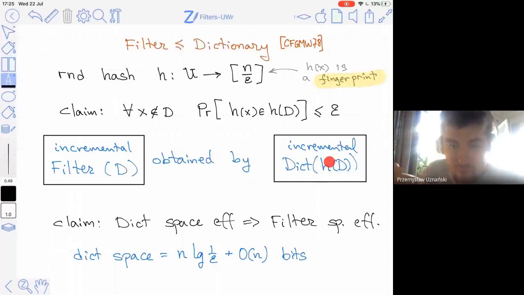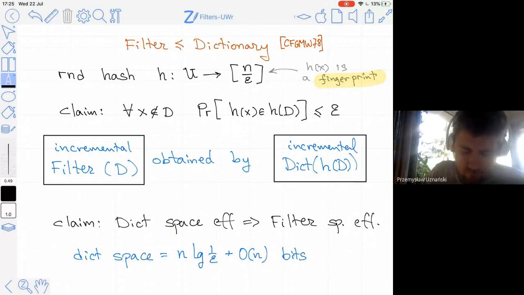Now, this reduction applies not only in the static case, but also in the incremental case. And if your dictionary is space efficient, your filter will also be space efficient, because the dictionary space will be n times log of u over n. U over n is just 1 over epsilon. So it will be n times log of 1 over epsilon plus a linear overhead. So you get space efficiency.